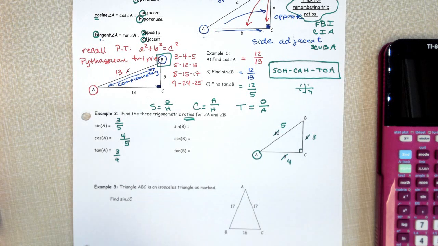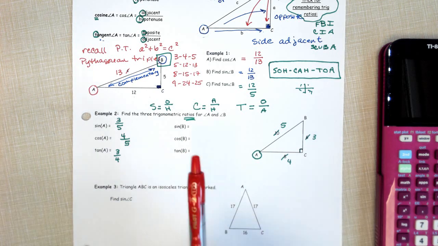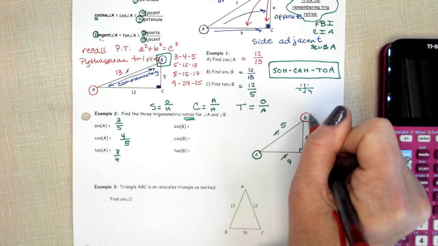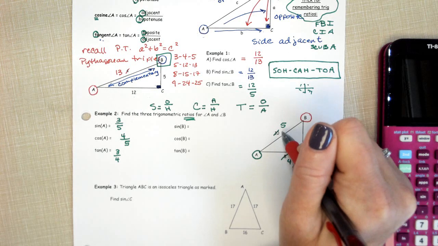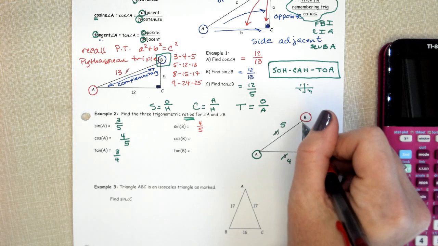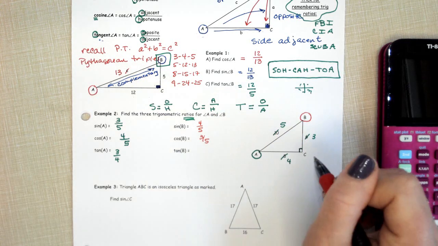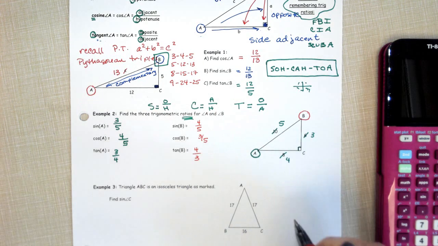So from B, and if you want to pause the video here and try it, go ahead and do that. I'm going to keep rolling. So from B, if you're back from your pause, let's check these. Sine is opposite over hypotenuse, 4 over 5. Cosine is adjacent over hypotenuse, 3 over 5. And tangent is opposite over adjacent, 4 over 3.